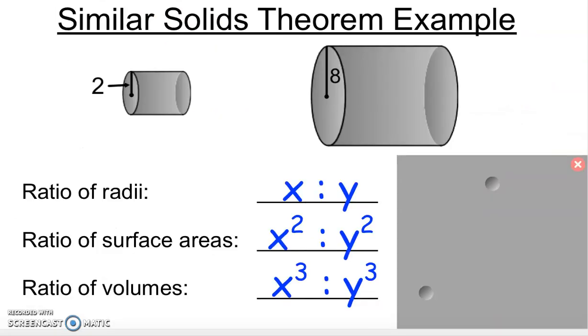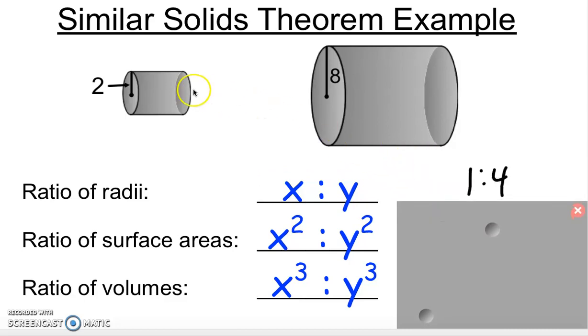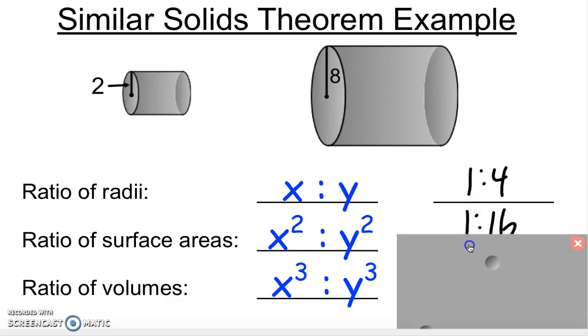So let's take a look at an actual example that has numbers. I have two cylinders. I have a cylinder on the left with a radius of 2, and a cylinder on the right with a radius of 8. So that corresponds at 2 to 8, and I'm going to reduce that right off the bat to 1 to 4. Then for the surface area, the area around the figure, I need to square the scale factor. So 1 squared is still 1, 4 squared is 16. So the one on the right has 16 times the amount of surface area.